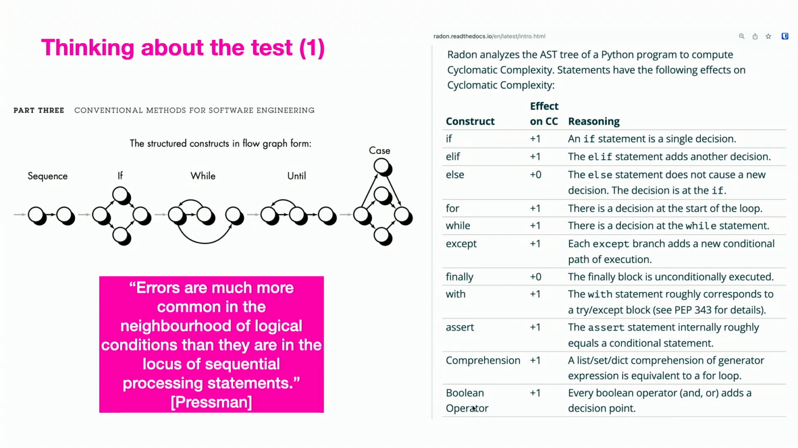If you have a Boolean operator, you have an extra path. So this is from Radon, which is a package that analyzes cyclomatic complexity, also known as McCabe's complexity function. These are about executing all possible logical paths in your test.